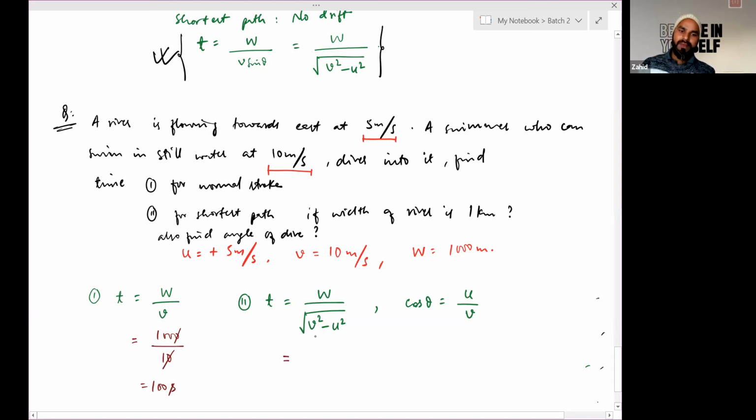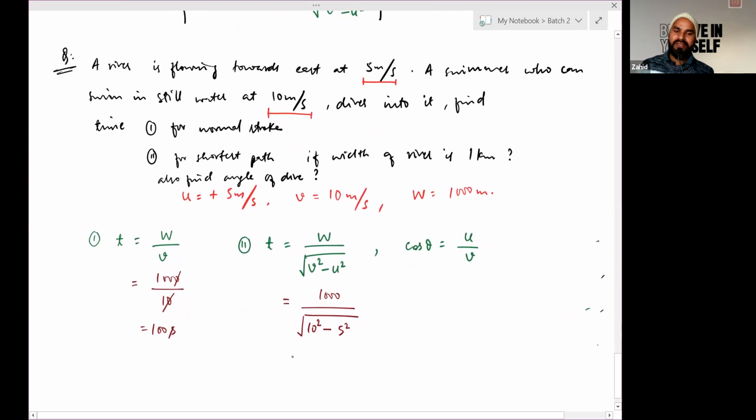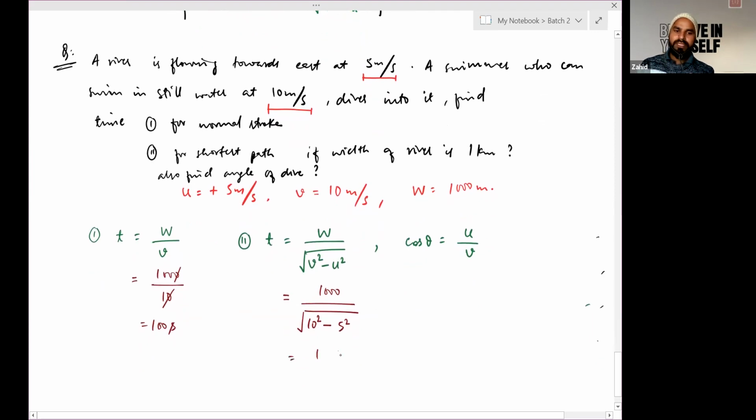For the second part, width of river is 1000, divided by root under V is 10 square minus U is 5 square. So 10 square is 100, 5 square is 25. So it will be root 75, so you may write it as 5 root 3. So 200 divided by root 3, or you may put root 3 as 1.7 and simplify it.